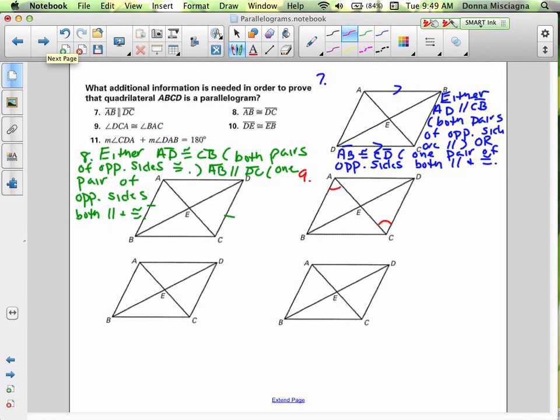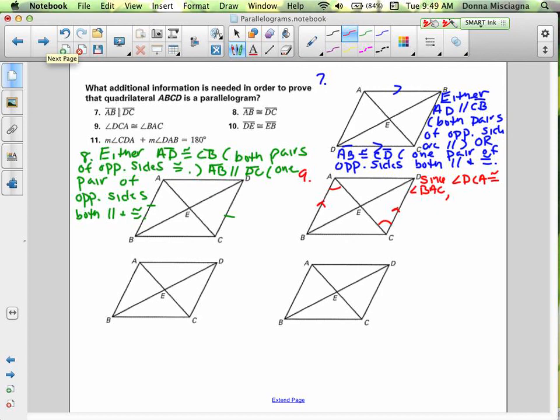All right, so now that tells us that we have one pair of sides parallel. So since angle DCA is congruent to angle BAC, since those angles are congruent, these sides have to be parallel because those are alternate interior angles.